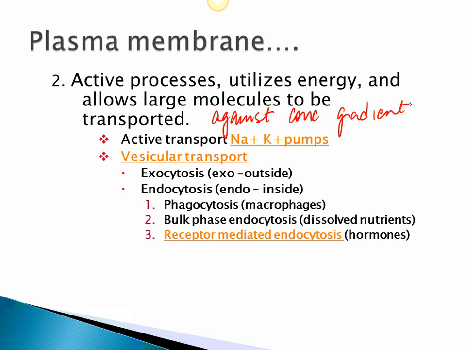It's like going uphill. Isn't it more difficult to go uphill? You use more energy. When you go downhill, it's easy, right? So this is like going uphill, from an area of low concentration to an area of high concentration. One good example of active transport is the use of these sodium-potassium pumps, which we'll do in more detail when we do muscle contraction.